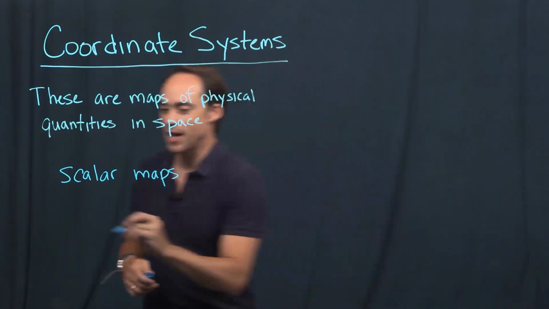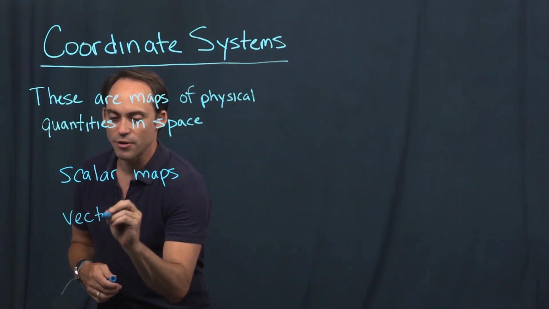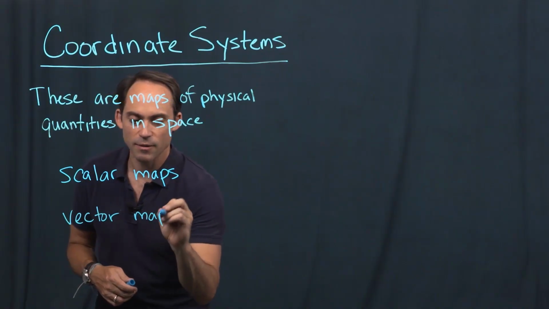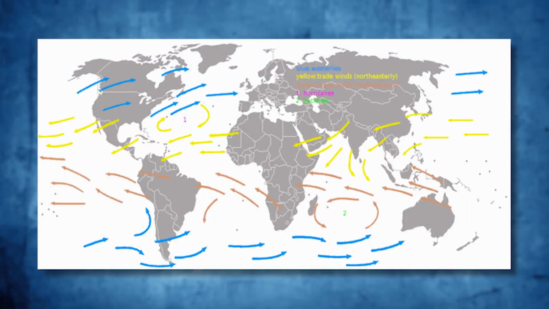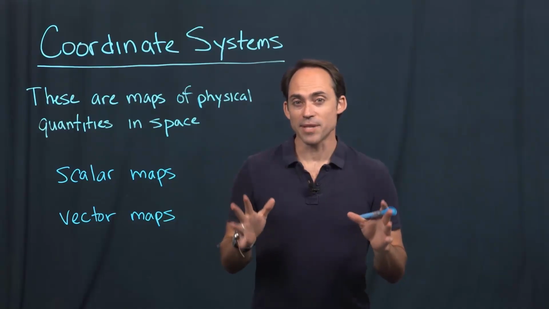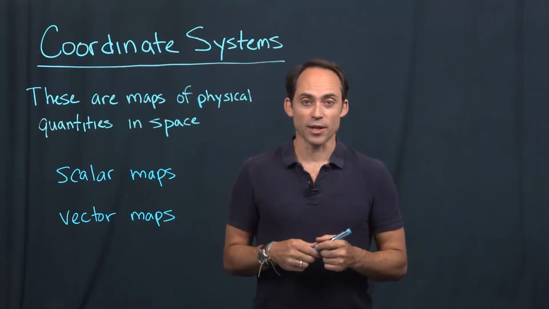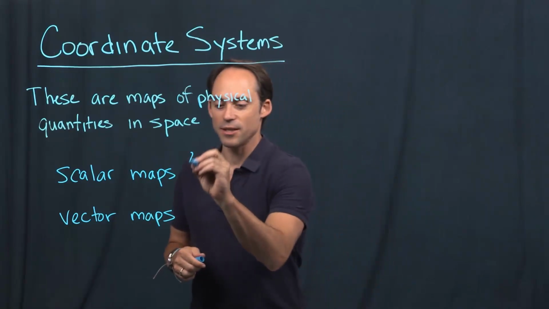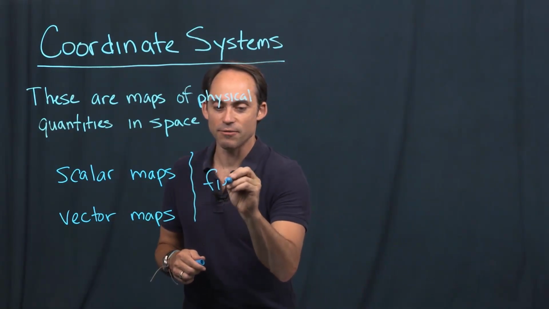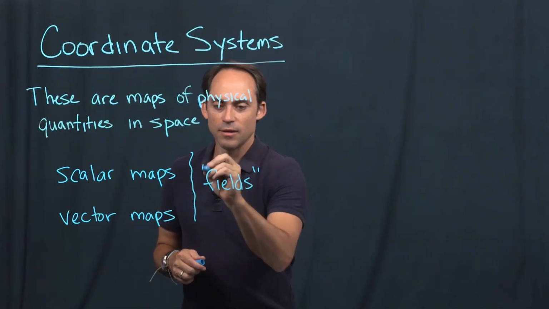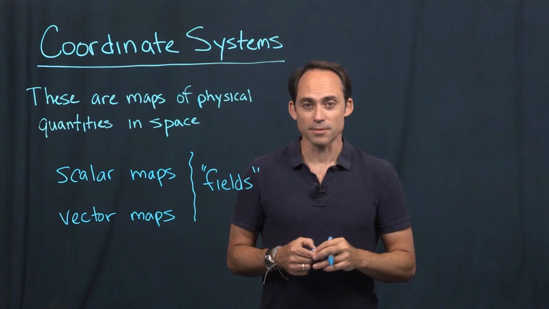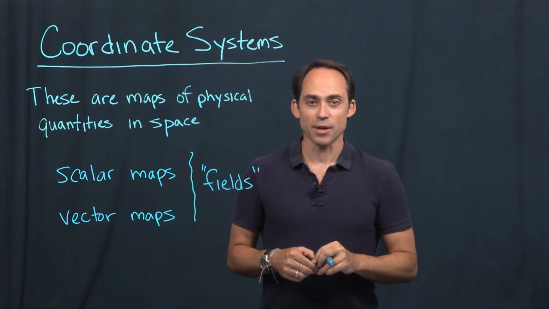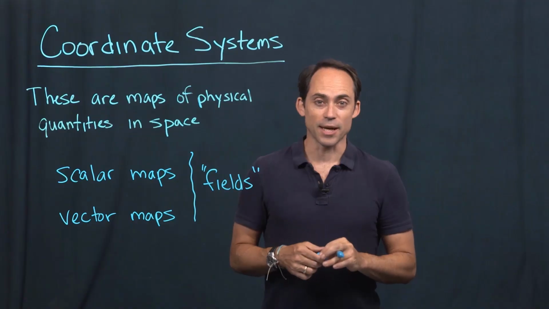Another type of map would be a vector map to cover our other type of physical quantity. A great example of this is a map of wind speed, which shows both the magnitude of the wind and its direction. So all of these maps have a similar quality. They map physical quantities in space. Sometimes you'll see that these are referred to not as maps, but as fields. That word's going to come into common play when you get to 1B or 2B in electromagnetism. But they're basically describing the same thing, where physical quantities are distributed around in space.